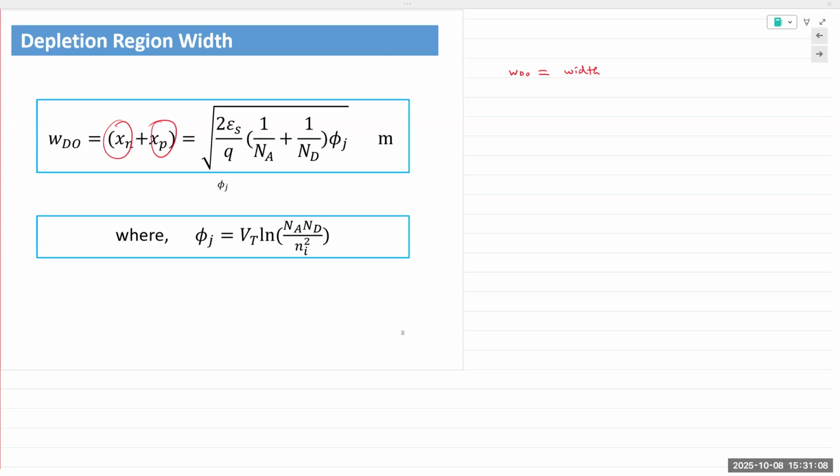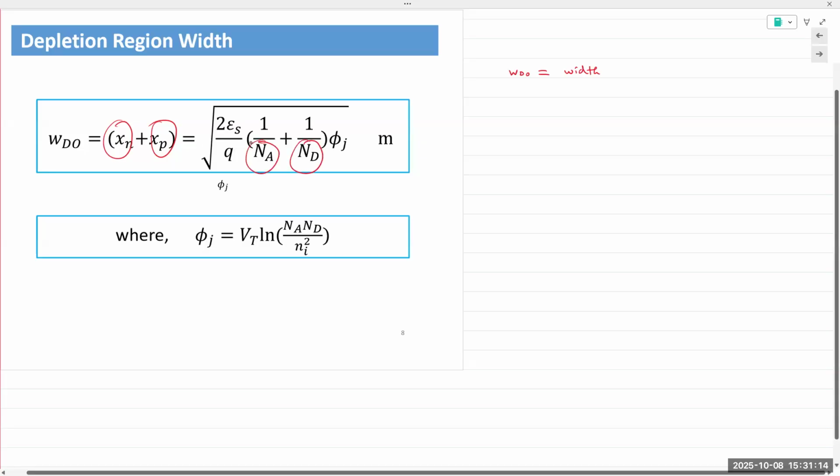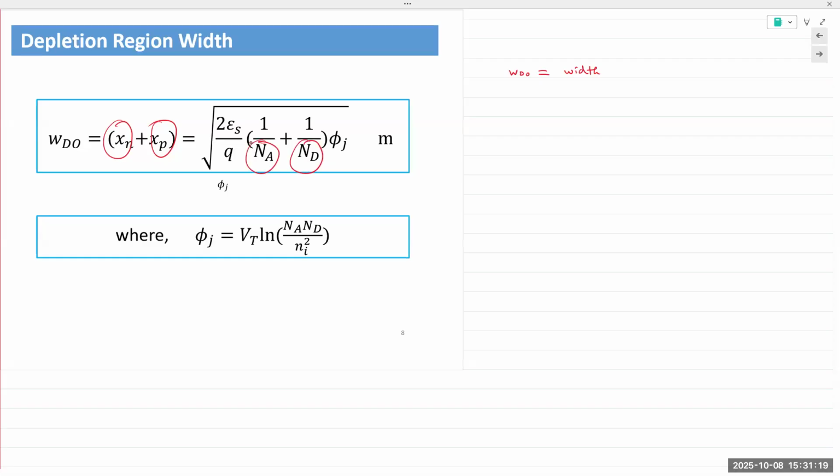And then, as I stated earlier, it is a result of doping. This is something that we control. Na and Nd is the number of atoms that are introduced into our semiconductor material. So Na and Nd will be provided. You will know epsilon S, the permittivity of silicon.